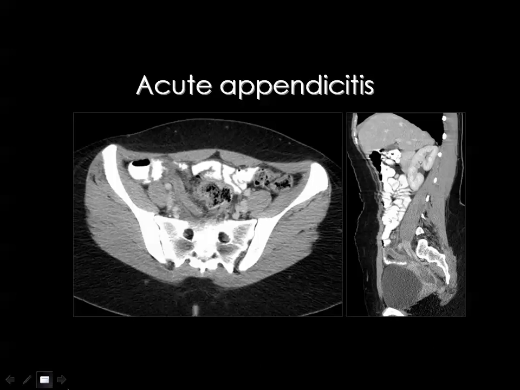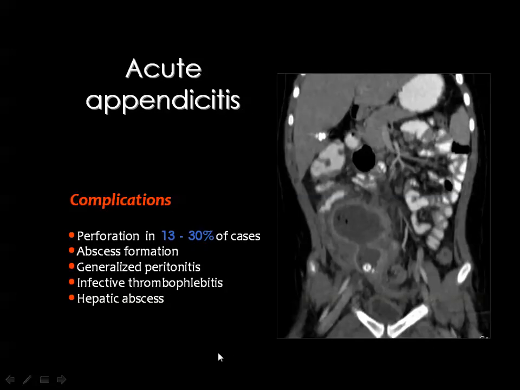Then there are some cases where you can see the appendix is dilated and the wall is thickened and there is fluid inside the appendix, but you cannot see the appendicolith. And the appendicolith is not usually present in every case of acute appendicitis.